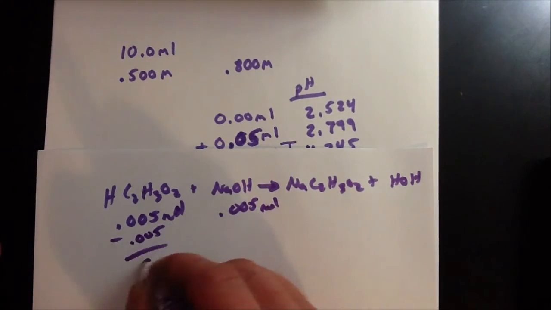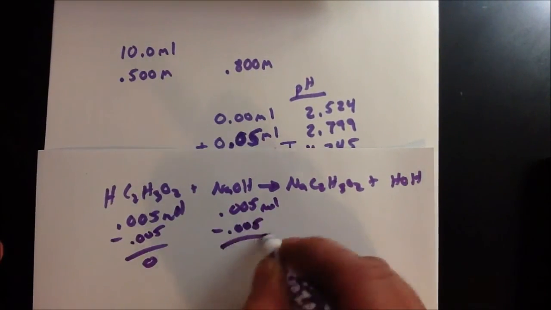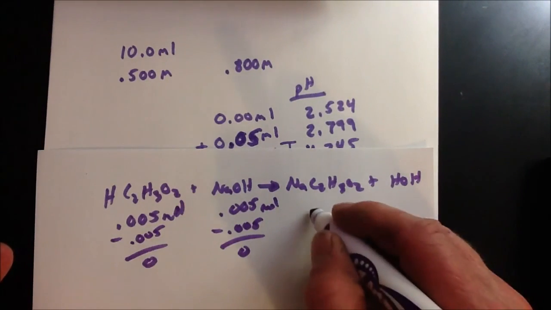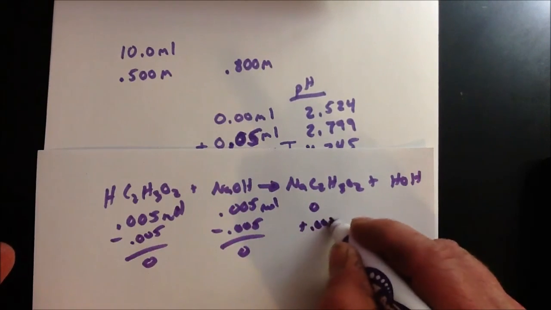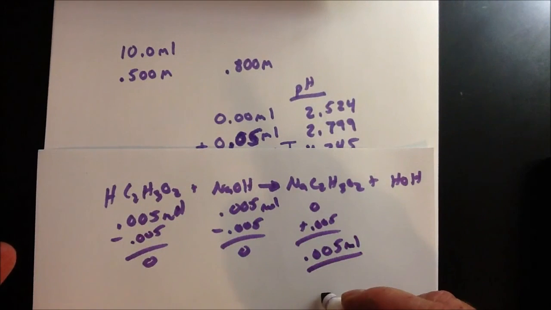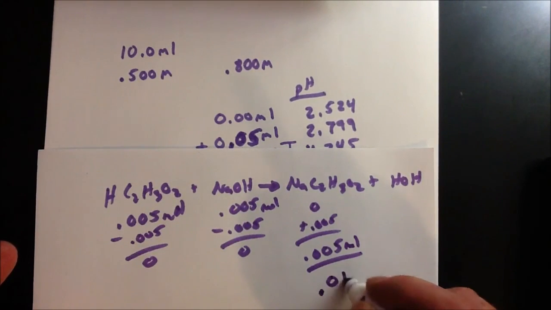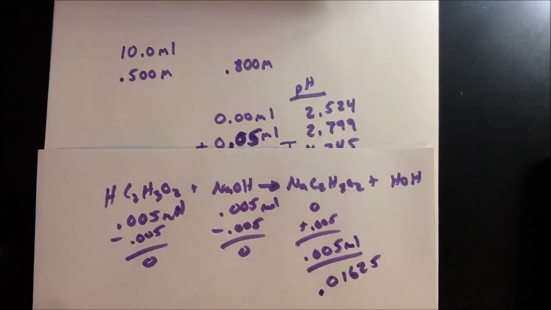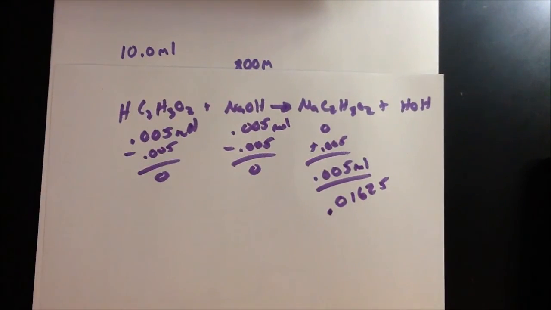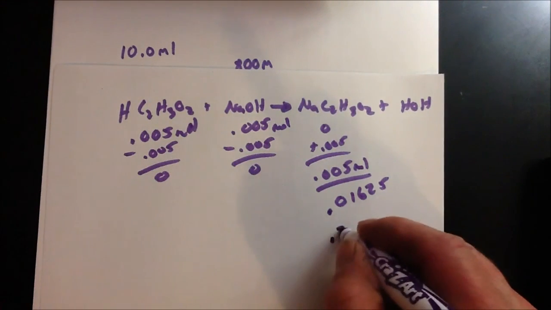So show that those are used up. But we have this common ion, this ion here that's formed. So we had 0, it goes up by 0.005, leaving us with 0.005 moles in a total volume of 0.01625 liters. So I've got a concentration of acetate ion of 0.005 divided by 0.01625, or 0.308 molar.